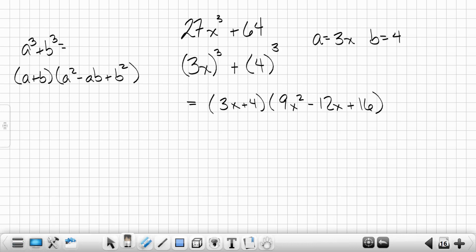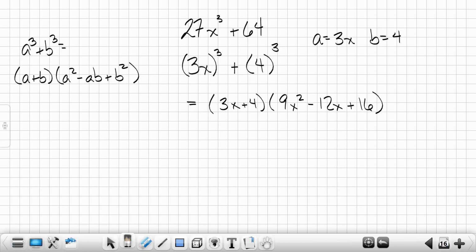So since we defined our a as 3x, our b is 4. We're just plugging in our a's and b's into this formula over here. So we get 3x plus 4 times 9x squared minus 12x plus 16. Any questions?